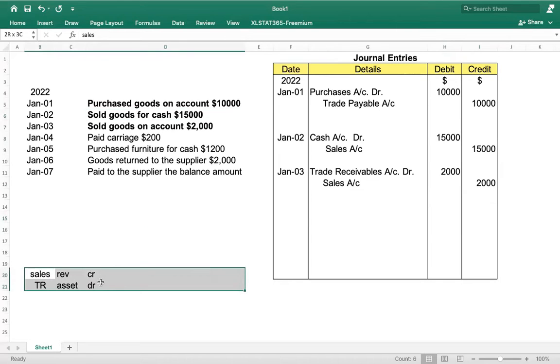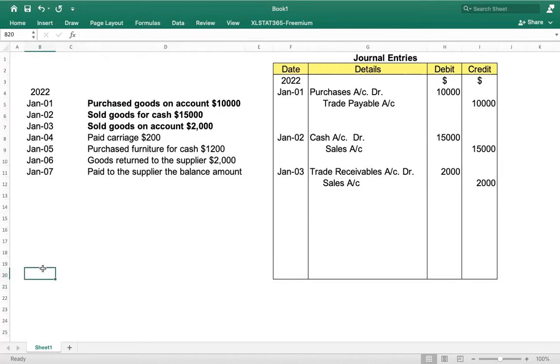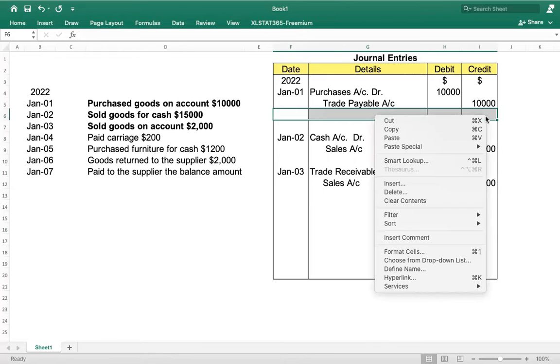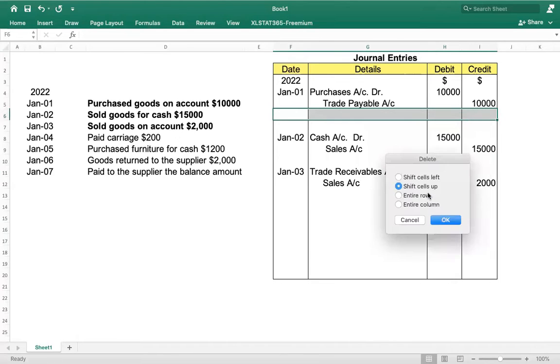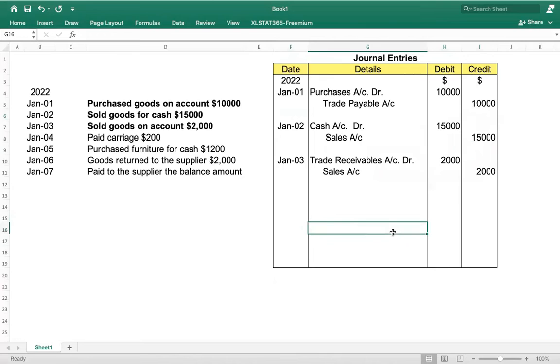Now tell me the fourth transaction, Jan 4th. While writing it, do I leave space for narration? No need. If you want to leave the space, leave it. Otherwise, no problem. So Jan 4th is paid carriage. So cash and carriage.